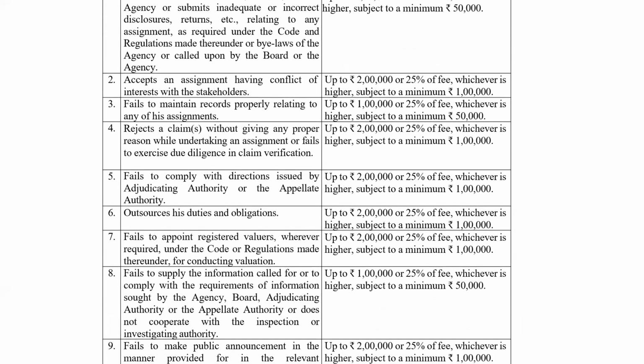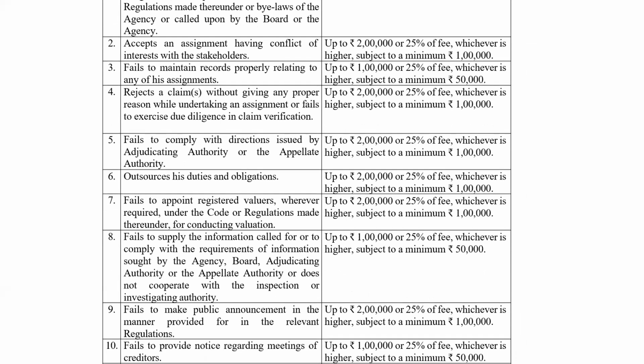So if you reject a claim without even any proper reason, so up to 2 lakhs or 25% of fees, whichever is higher, subject to a minimum of 1 lakh. This is all in outsourcing, duties and responsibilities. They can also ask you a question such as: one of the IPs rejected the claim without giving any proper reasons, what is the penalty leviable in such a case?